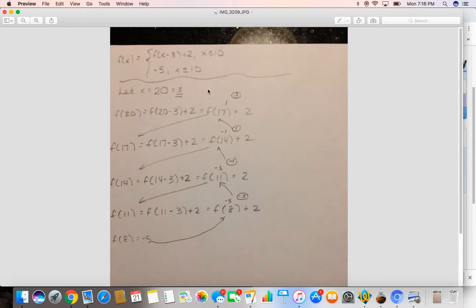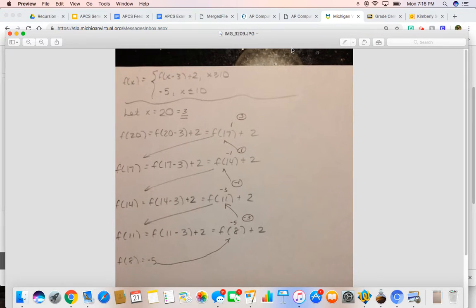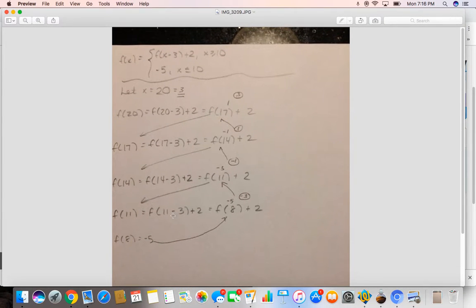Once again, 11 is still greater than or equal to 10, so I'm going to call the function again, which I'm showing here, with x equal to 11. 11 is bigger than 10, so I'm going to use the recursive part of the definition again. So I plug in 11 for x here, and then I simplify. 11 minus 3 is 8, so I have f of 8 plus 2.